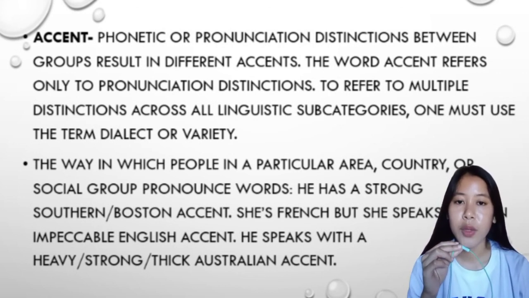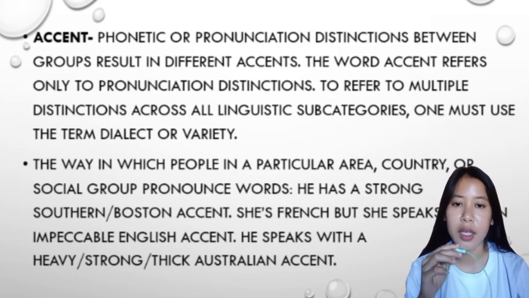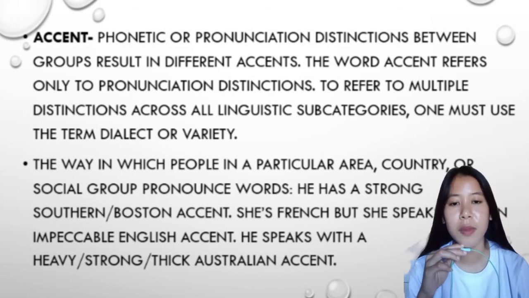An accent is the way in which people in a particular area, country, or social group pronounce words. For example, he has a strong southern Boston accent. She's French but she speaks with an impeccable English accent. He speaks with a heavy, strong, thick Australian accent.